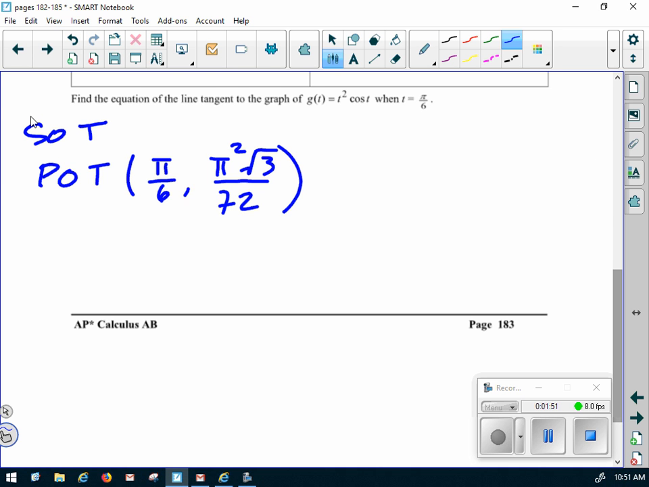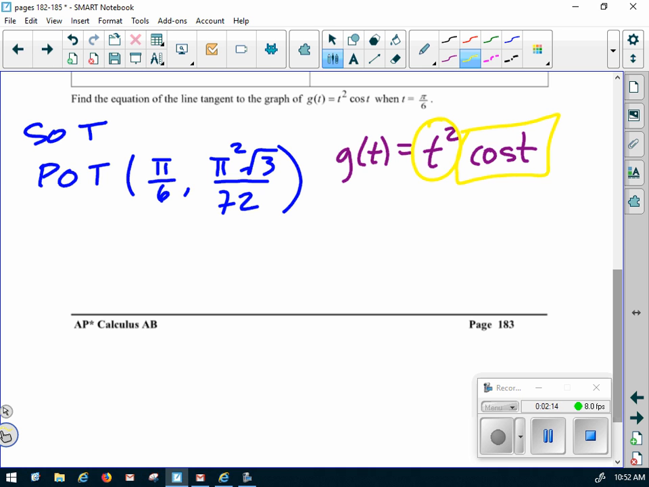Now we got to find the slope of the tangent line. Now I'm going to write it out a little bit bigger. Do you remember the other day when we were learning this first? I told you circle box. I can't do circle box up here, it's too small. What are the two things we're multiplying together? T squared times cosine t.